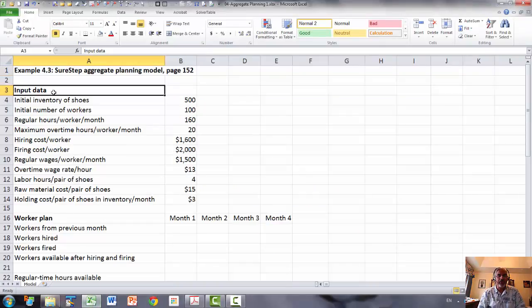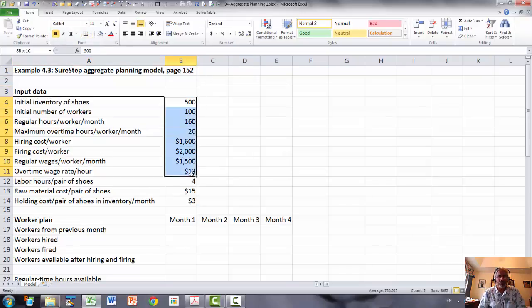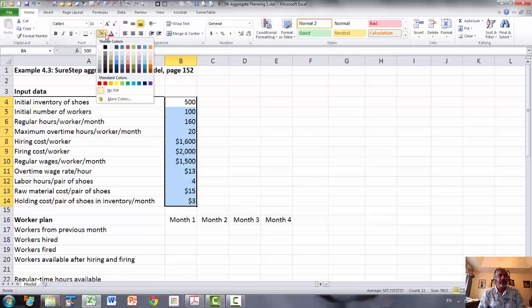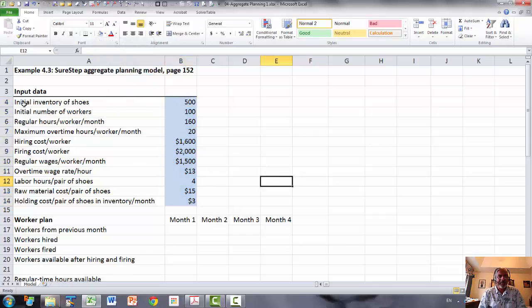So here is the input data given. Let's review the input data. This is given on page 152. So we have the initial inventory and initial number of workers, that's the initial condition, and then how many hours one worker works per month, so 160 hours. Maximum overtime allowed is 20 hours. Now if you have to hire a worker, it's going to cost us $1,600. If you have to fire a worker, that's going to cost us $2,000.